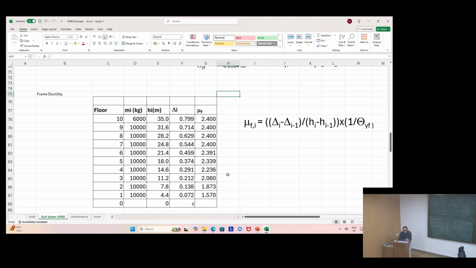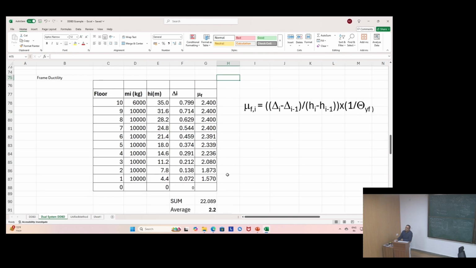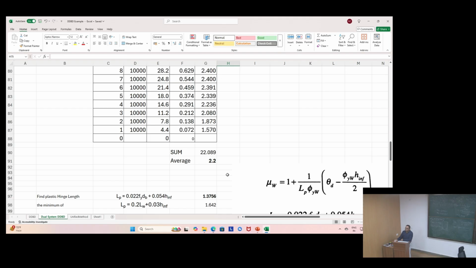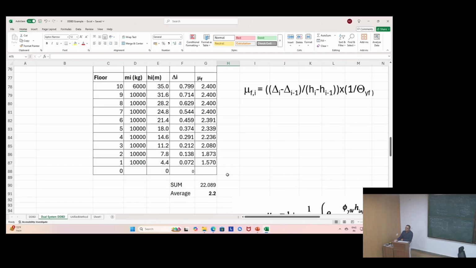Everybody following till frame ductility, mu F? Yes, sir. So mu F varies with different story height. We generally take the average when we're calculating the other things that we need to calculate. Let me know when everyone has reached this position, we'll move on.